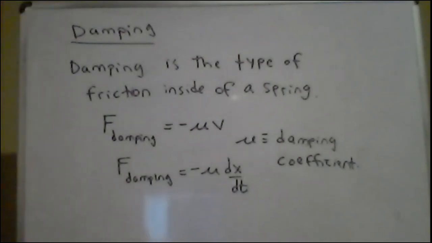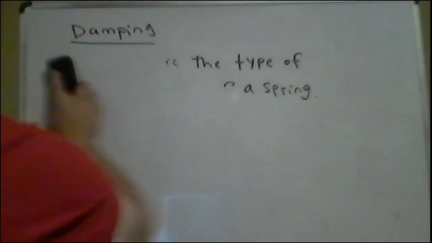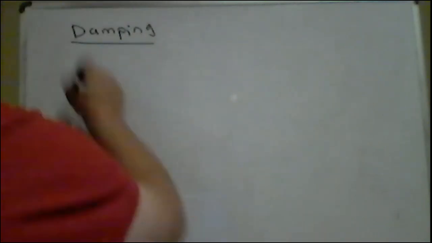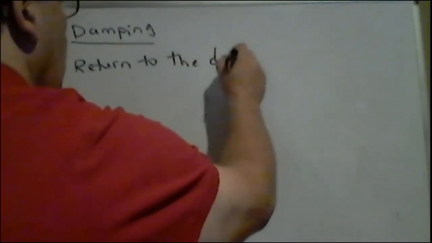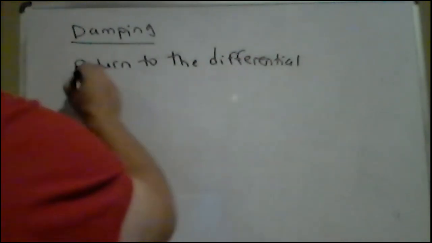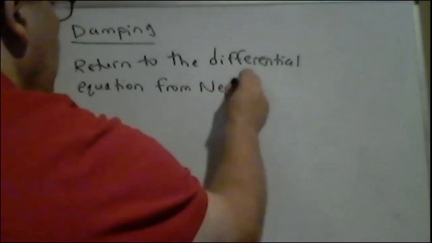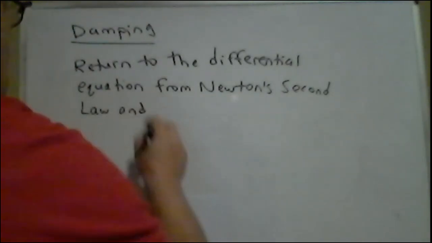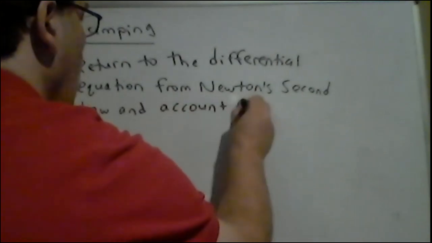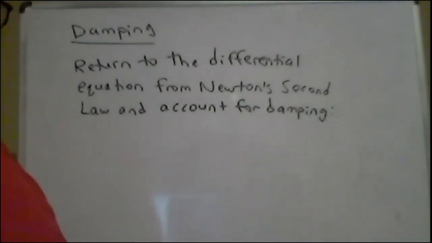So I want to go back to Newton's second law again. I want to put this contribution in. So if I go back to Newton's second law, knowing this contribution, we return to the differential equation from Newton's second law, and account for damping. What do we get? Well, what is Newton's second law now? What's that differential equation?